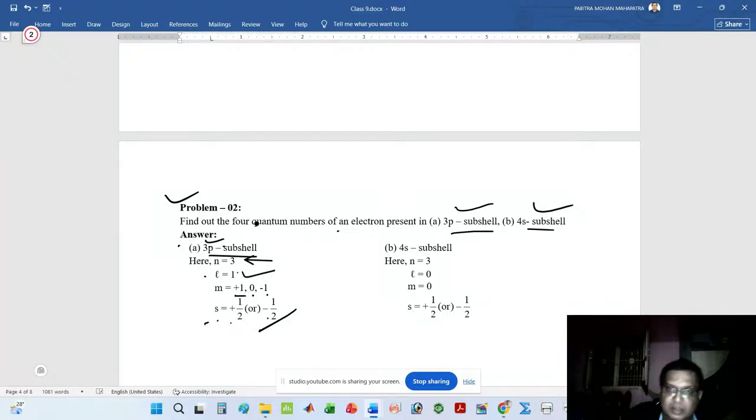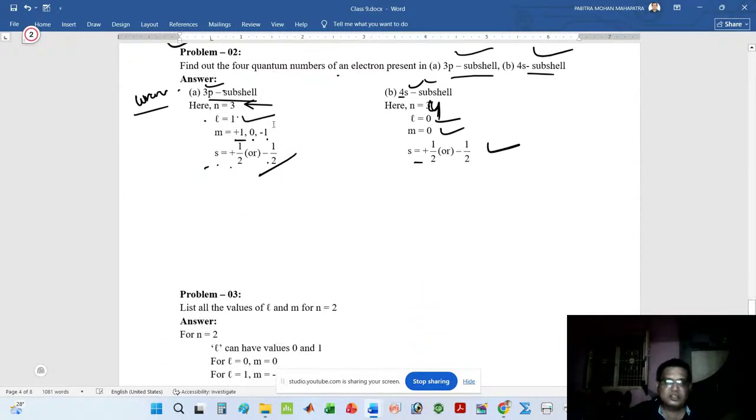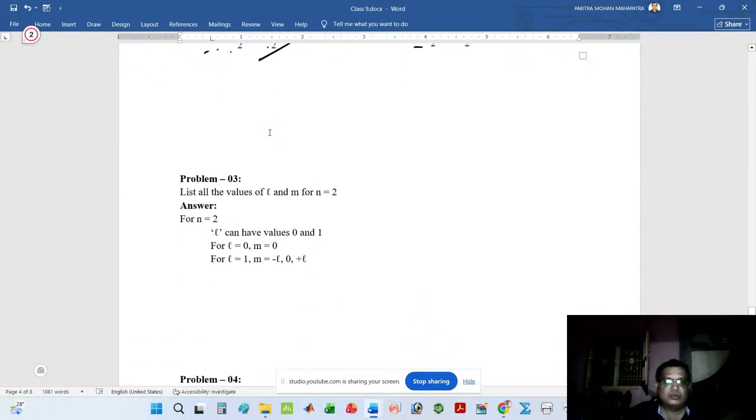Let me explain about the 4s subshell. Try to understand. Here 4 is written, so n is 4. Here s is given, so l is equal to 0. If l is equal to 0, m is equal to 0. Since here no data is given about the spinning of the electron, it is compulsory to write s is equal to plus half or s is equal to minus half. This is problem number 2.